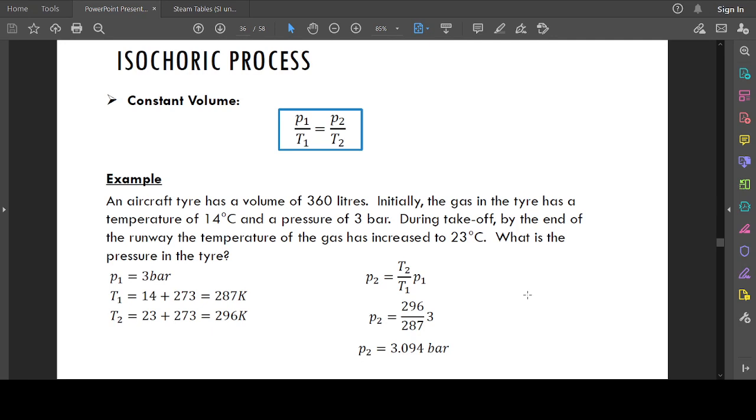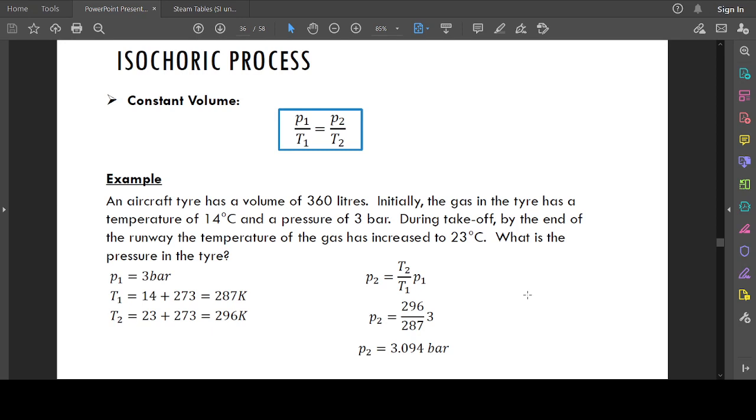So the initial pressure in the tire is 3 bar. The initial temperature of the tire is 14 degrees Celsius. We need to convert this to Kelvin because most of our calculations and the physical properties are based off of Kelvin. Then we know the final temperature, which is 20 degrees C, but we don't know the final pressure.